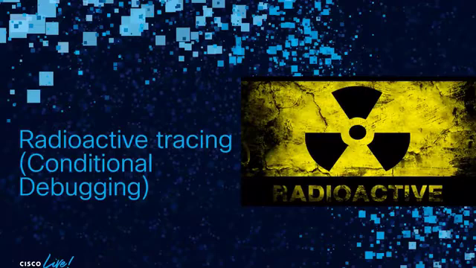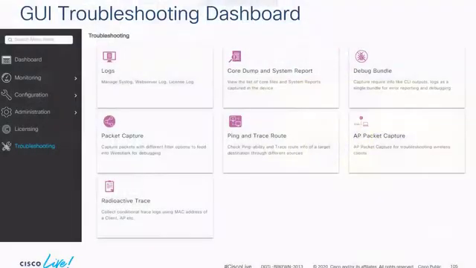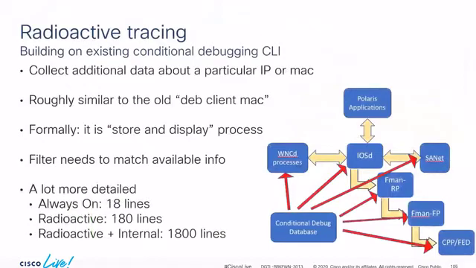Now, we have talked so far about what the system automatically generates without user intervention. But obviously, not all problem cases can be resolved by simply using always-on tracing. There are going to be situations where you have to get more detailed, higher debug level logs in order to troubleshoot. The way that is done is by making use of what is called radioactive tracing. Radioactive tracing simply builds on top of the existing conditional debugging.